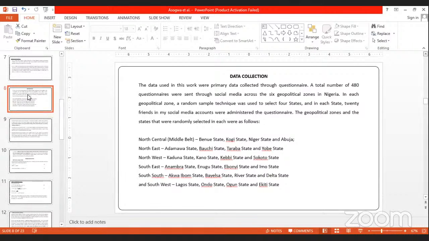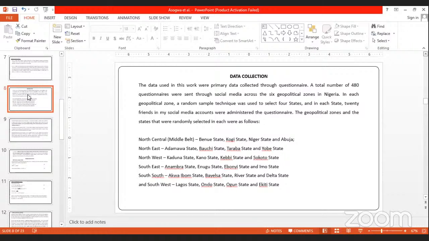We used a simple random sampling technique to sample four states out of each of those geopolitical zones, and we sampled those states as can be seen on the screen. That is, on north central, we sampled Benue State, Kogi State, Niger State, and Abuja, and the rest of them. And we captured 20 persons in each of the states.